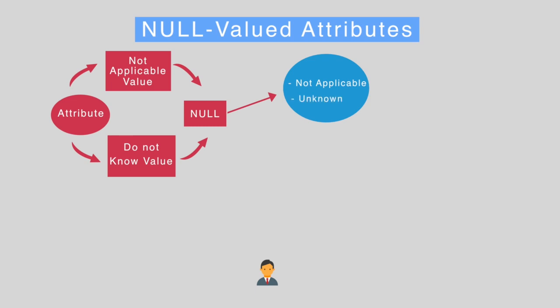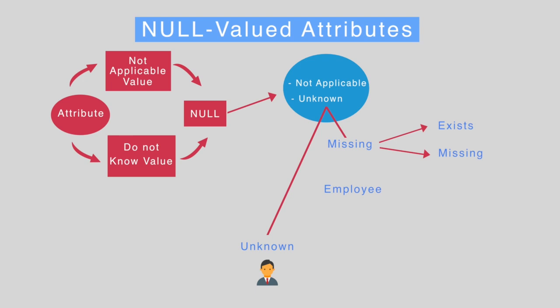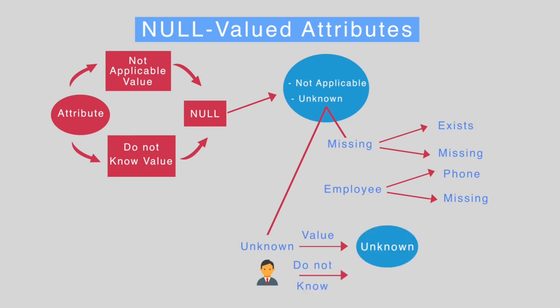The unknown category of null can be further classified into two cases: missing and not known. In the missing case, it is known that the attribute value exists but is missing. For example, an employee might have a phone but the number is missing. In the not known case, the value of the attribute is unknown. For example, if we don't know whether an employee has a phone or not.